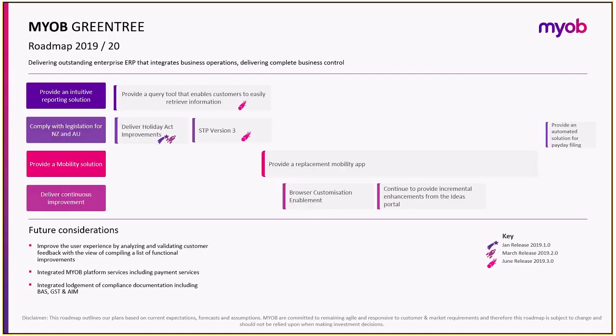So here's the roadmap for 19 to 20, that's H1 of next year. So to the left-hand side, you'll see that we've got 4 main event lines. So these are the key initiatives that the teams are currently working on. The first one is providing an intuitive reporting solution, and that is to do with the Query Designer.